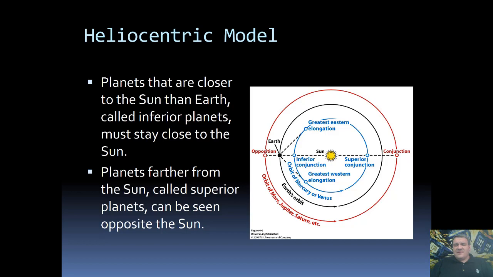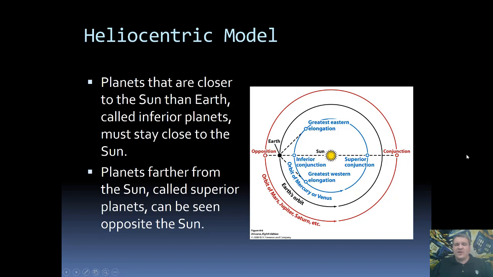Copernicus realized that planets that are closer to the Sun than the Earth is are always going to remain closer to the Sun, meaning that as we watch them orbit, we'll actually see them go from one side of the Sun to the other, back and forth. Okay, so in this diagram, this blue circle is the orbit of a planet closer to the Sun than the Earth. The black is the orbit of the Earth, and then the red is a planet that is farther from the Sun than the Earth.